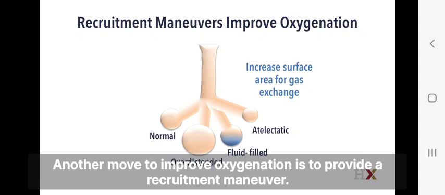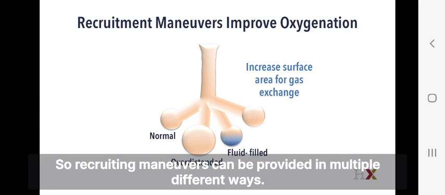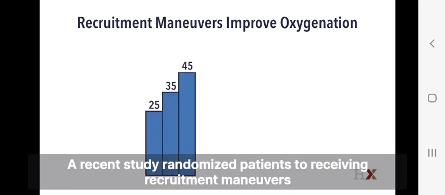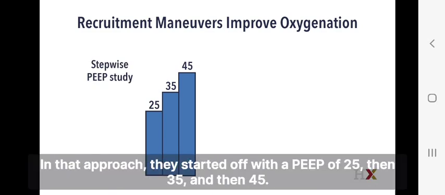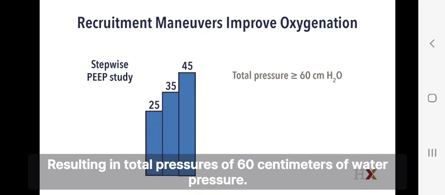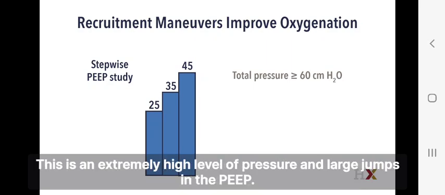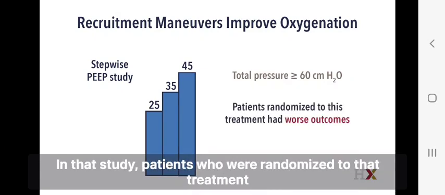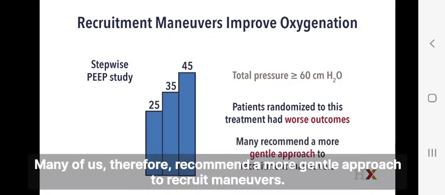Another move to improve oxygenation is to provide a recruitment maneuver. So, recruitment maneuvers can be provided in multiple different ways. A recent study randomized patients to receiving recruitment maneuvers with a stepwise PEEP approach. In that approach, they started off with a PEEP of 25, then 35, and then 45, resulting in total pressures of 60 centimeters of water pressure. This is an extremely high level of pressure and large jumps in the PEEP. In that study, patients who were randomized to that treatment had worse outcomes. Many of us therefore recommend a more gentle approach to recruitment maneuvers.